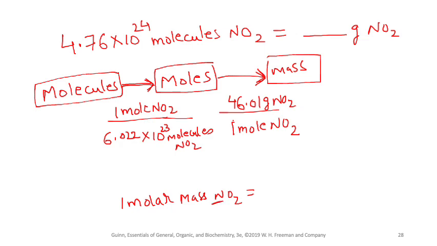So how many atoms of nitrogen do you have in this? 1. So each nitrogen atom is 14.01 grams, right, from the periodic table. How many atoms of oxygen do you have in this nitrogen dioxide? 2 atoms of oxygen, and each oxygen atom is around 16 grams.